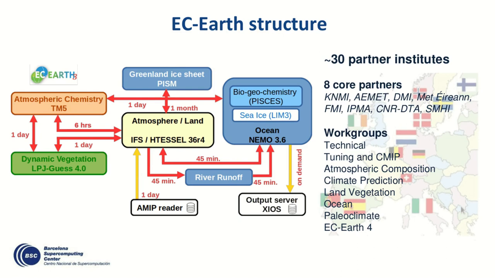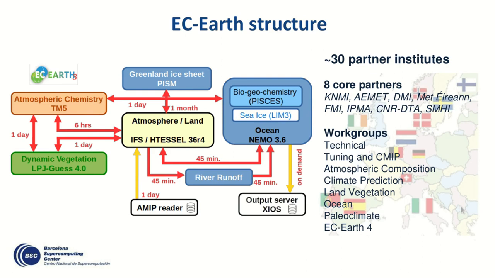Inside this modeling system, we can include dynamic vegetation. We can include atmospheric chemistry, biogeochemistry in the ocean, and ice sheet models for Greenland. Also the runoff mapper, which interchanges the river information from the atmospheric model into the ocean. So there are a lot of components that can be added, and these components are increasing in number over the years. As a result, the model is getting more and more complex.